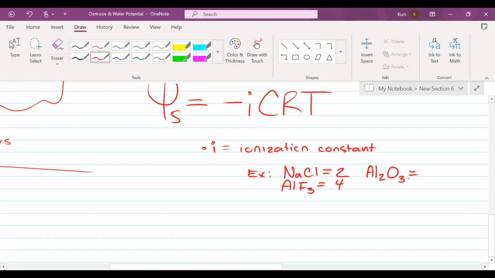Anybody? 5. One more. How about magnesium chloride, MgCl2? What is its ionization constant? How many? 3. Now, if you're sitting at your desk, go, wait a minute, I don't get it. Maybe this is where you're having trouble.